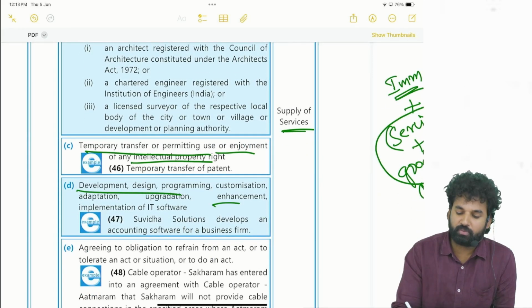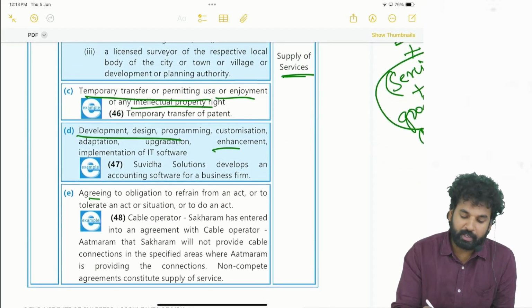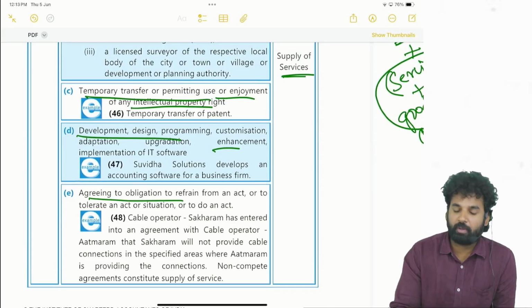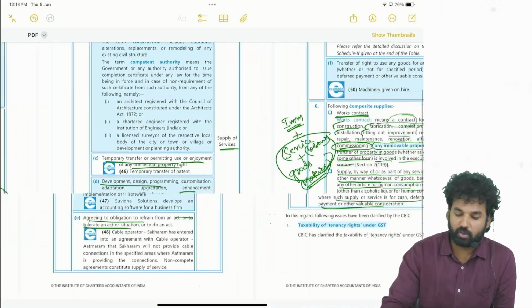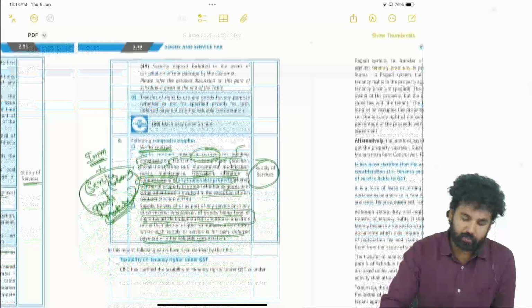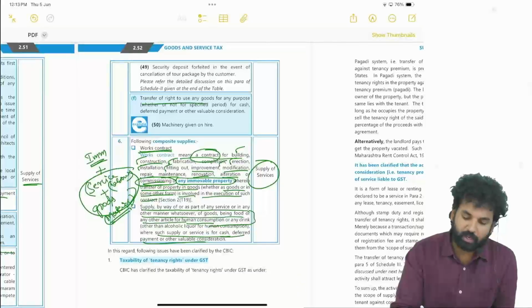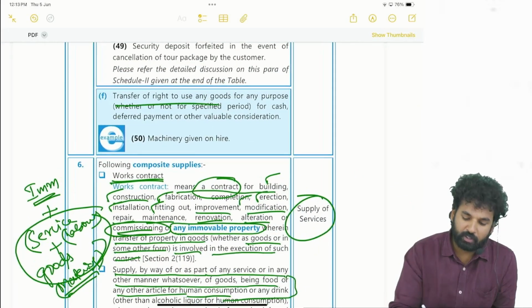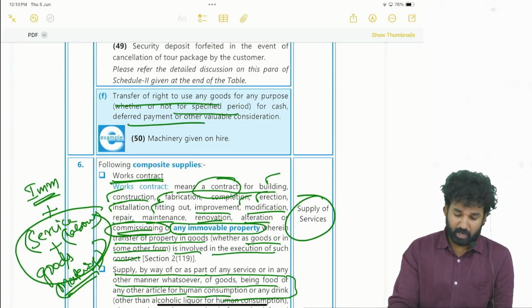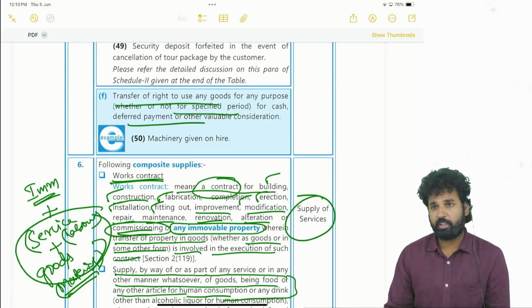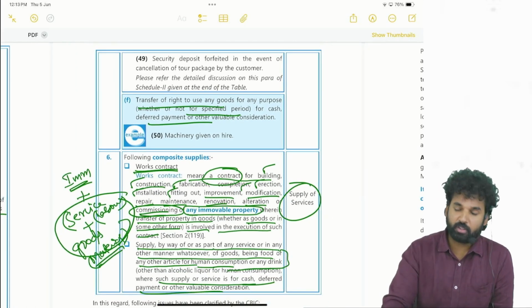Okay, this is 5b. Next, 5c, temporary transfer permitting the use of intellectual property rights, patents, copyrights, supply of service. Development design of a software, supply of service. Agreeing to obligation to refrain from an act or to tolerate an act, supply of service, that is non-compete fees, like that. Okay, next, transfer of right to use any goods for any purpose, whether or not for a specified purpose, for cash or other valuable consideration. It is nothing but right to use of goods. That is also supply of service.